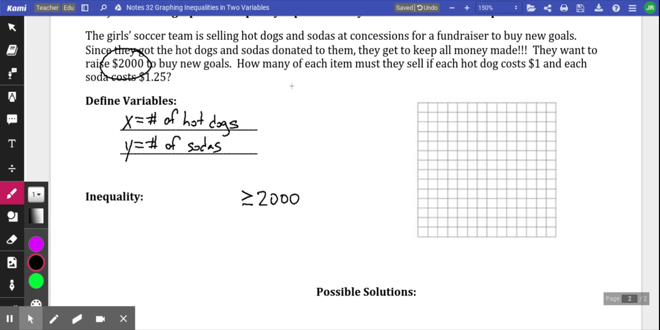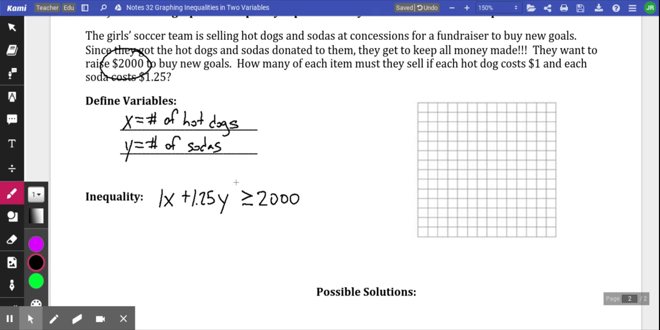Now, how are they going to make money? Well, they're selling hot dogs and soda, and they're going to earn $1 per every hot dog that they sell, plus $1.25 off of each soda that they sell. So this represents how much money they're bringing in. They're not going to worry about tax, and since the items were donated to them, they don't need to worry about any costs that they have to pay. Everything is just coming in as pure profit. So 1x plus 1.25y needs to be greater than or equal to 2,000.